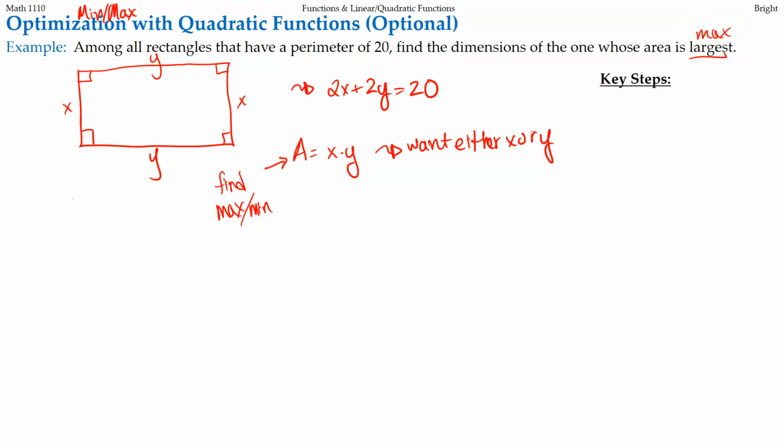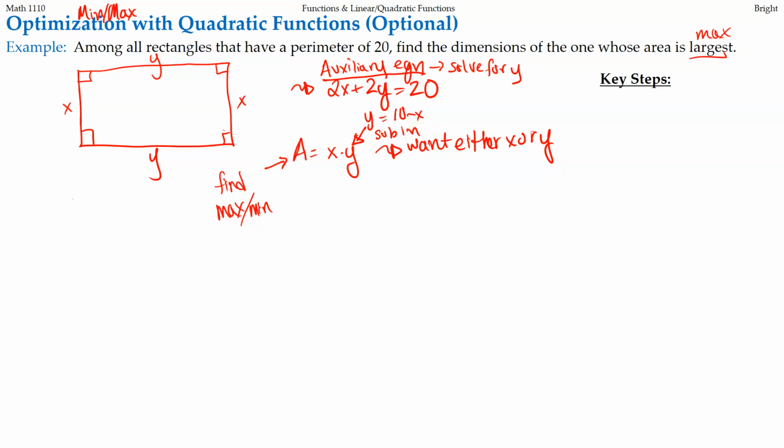How can I use this information? Really what we're going to do is take our auxiliary equation and use it to reduce the number of variables. So what we want to do is solve for y. y is equal to, subtract 2x, divide everything by 2, I get 10 minus x. Then what I end up doing is taking y and substituting it in.